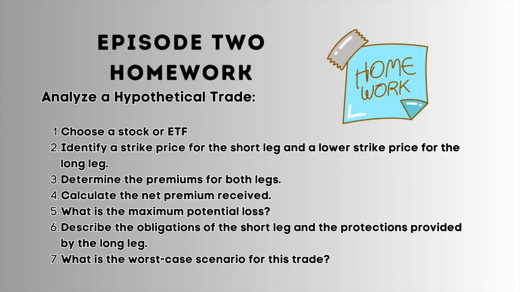And finally, don't forget to do some homework. I'd like you to set up a hypothetical trade. Choose a stock or ETF that you're familiar with. Identify a strike price for the short leg and a lower strike price for the long leg. Determine the premiums for both legs using an options chain. Calculate the net premium received and your maximum potential loss.